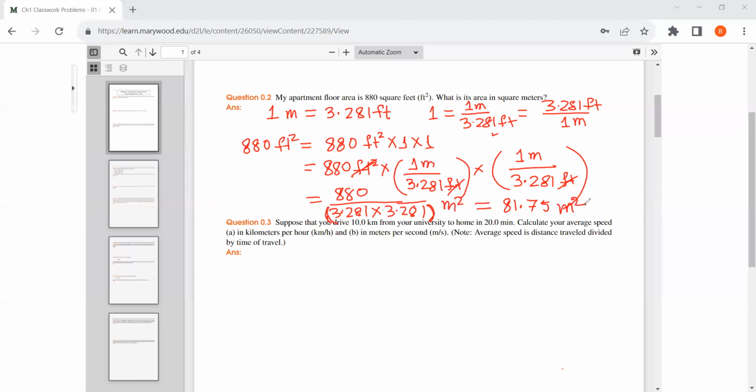Again, I'm not caring about the significant figures here. All right, 81.75 square meters. So you see that when we have a square, we have to convert it twice; we need two 1s. Other than that, it is exactly the same as the first problem. All right, let's move on.